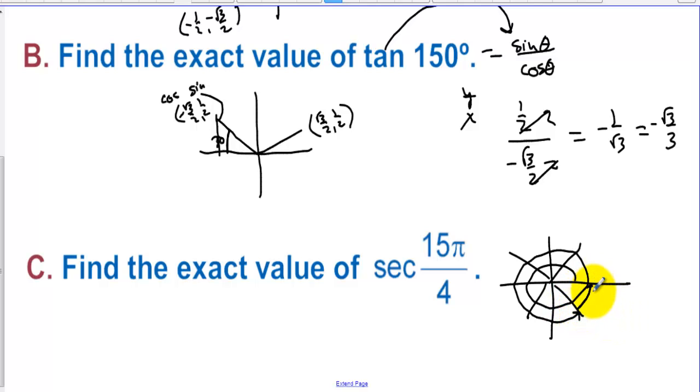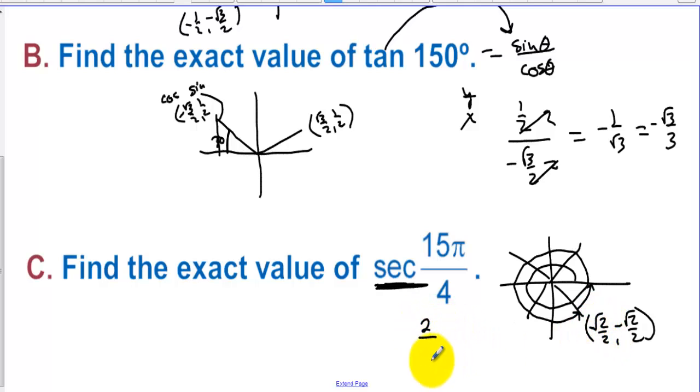Its reference angle is π/4. And this point is positive √2/2, negative √2/2. And we want the secant. Secant is the reciprocal of cosine. There's cosine right there. There's the value of cosine.